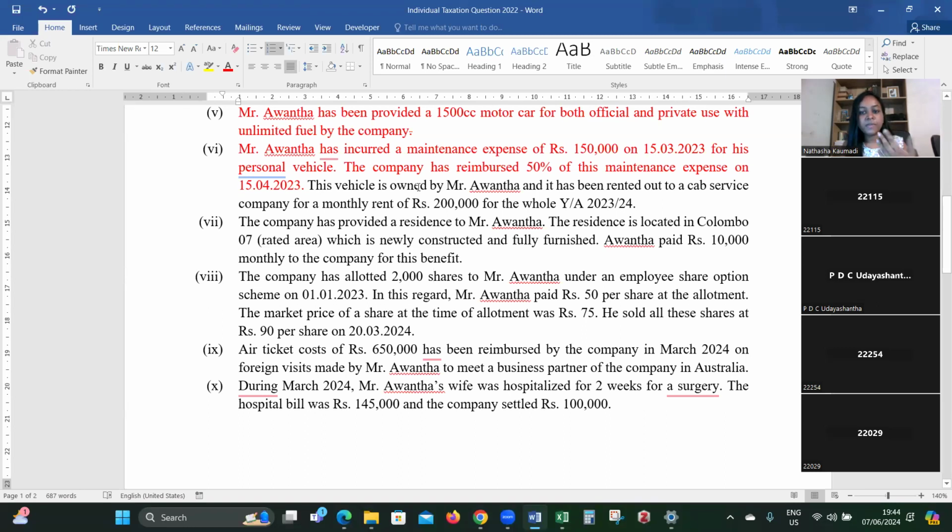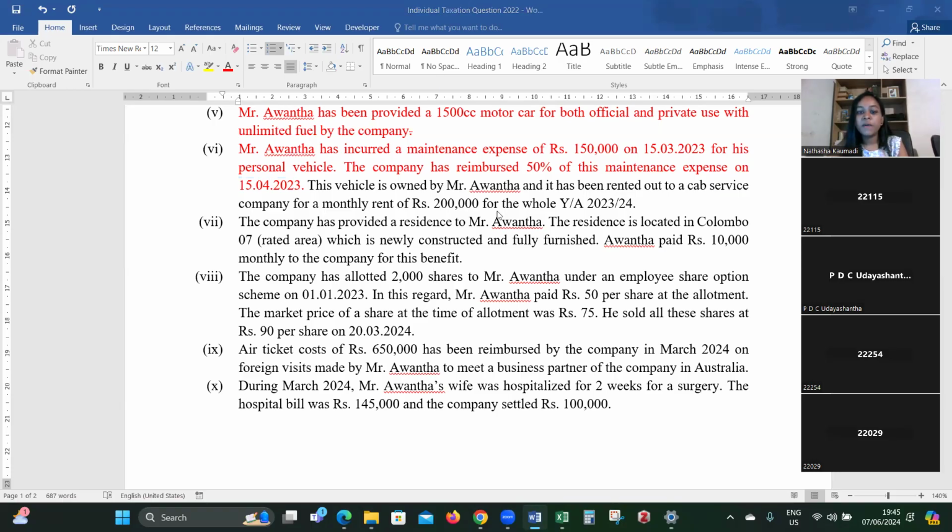Avantha and it has been rented out to a cab service company for a monthly rent of 200,000 for the whole year of assessment. Now, his own vehicle for the whole year of assessment, he has rented out, right? Monthly, he is taking 200,000 rent income from that. Now, can you consider this benefit under employment income? Are you getting that benefit as part of your employment? No, right? This is not a part of it.